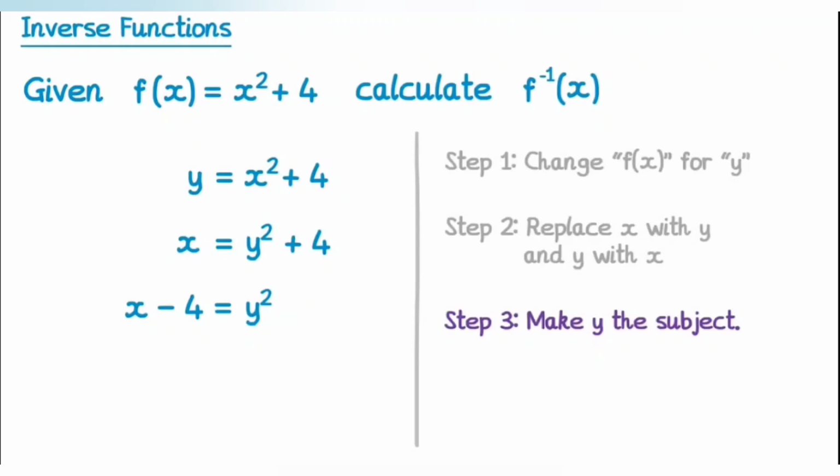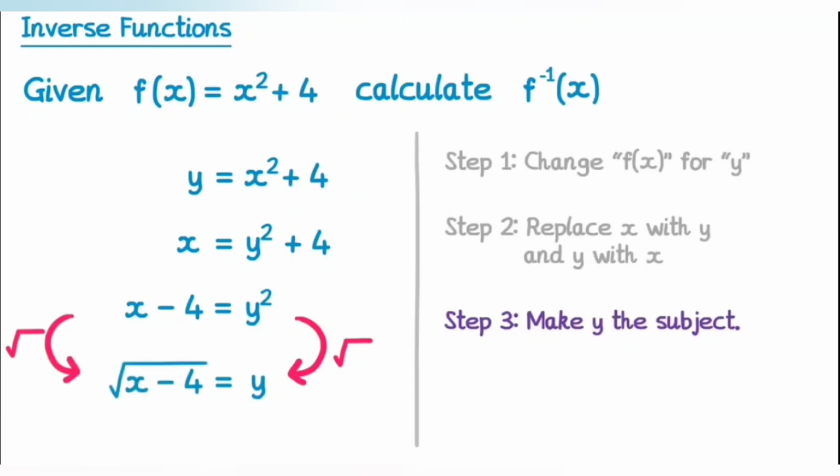Now we're trying to make y the subject, and we've got y squared. So to undo that squared, we need to square root both sides. So if we square root the right-hand side, you'll end up with y. But when you square root the left-hand side, you end up with the square root of x minus 4.